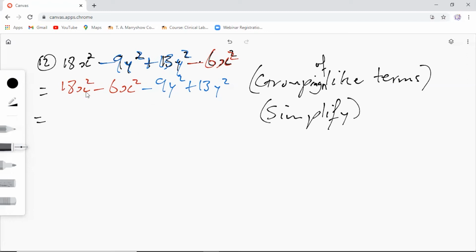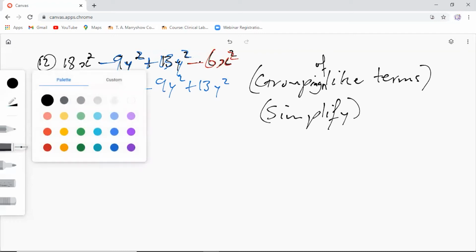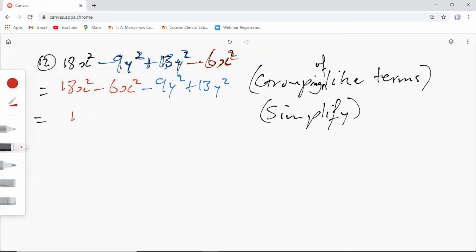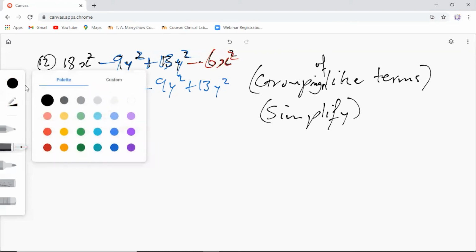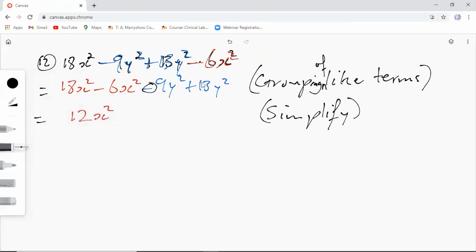So 18x squared minus 6x squared, each of them is x squared, so we can just subtract the 6 from the 18. 6 from 18 is 12, so we get 12x squared. And then we have negative 9y squared plus 13y squared. The signs are different, and whenever the signs are different, we subtract and keep the sign in front of the larger number. So we subtract the smaller one from the larger one. 13 subtract 9 is 4.